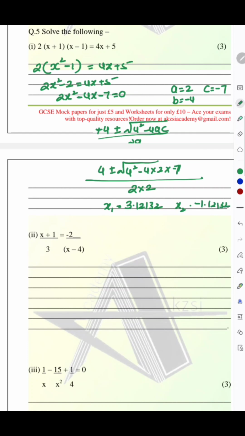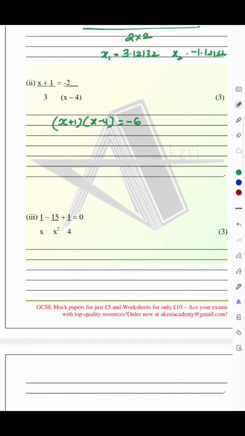Moving on to the next one. Here I can clearly see these are fractions, so we have to cross multiply. So cross multiplication is (x plus 1) times (x minus 4), and here it will be negative 6. Now expanding, we'll get x squared minus 4x plus x minus 4 equals negative 6. X squared minus 3x, and bring it on to the left hand side, will give you plus 2 equals 0.